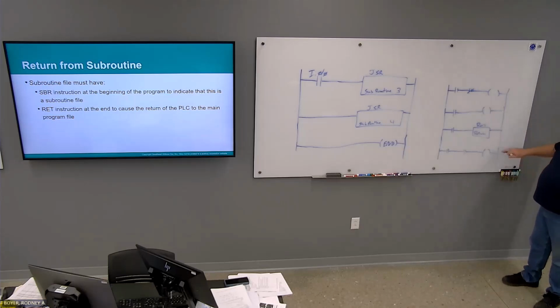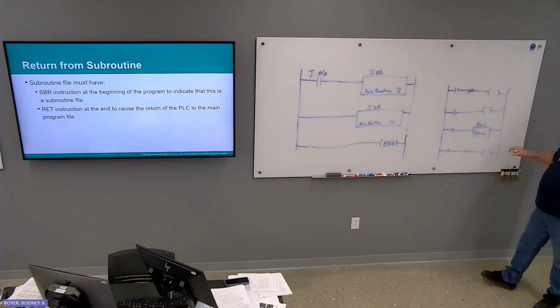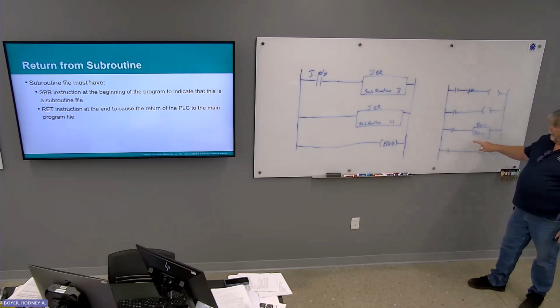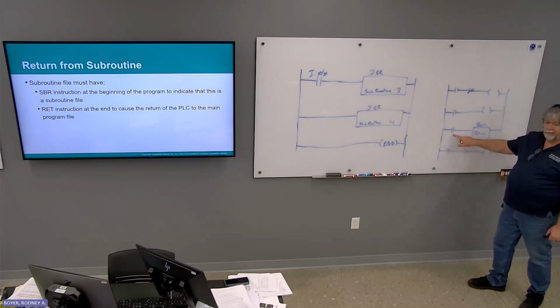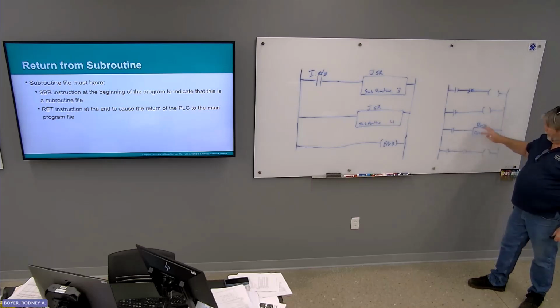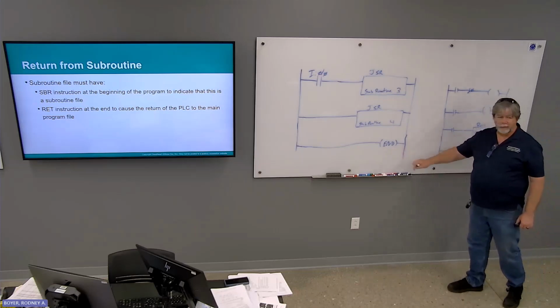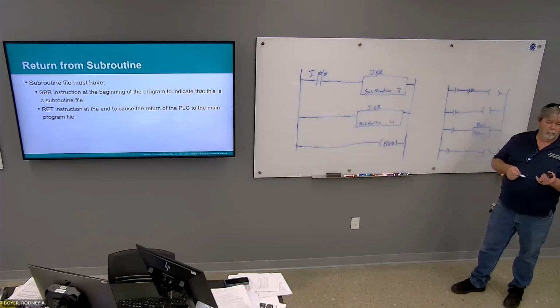Okay. If the return is in the middle, and there's more logic below it, if this evaluates as true, then you will return and none of this logic down here gets processed. Okay. If it evaluates as false, then it just keeps going until it gets to, you can have more than one return in your program too, or until it hits the end instruction. Okay. Does that help?